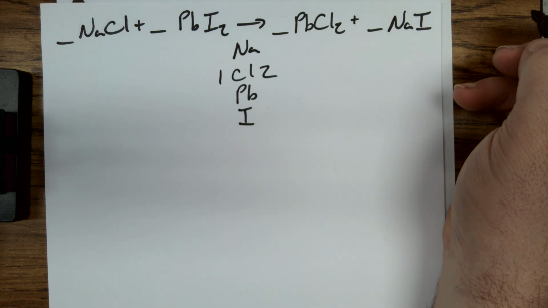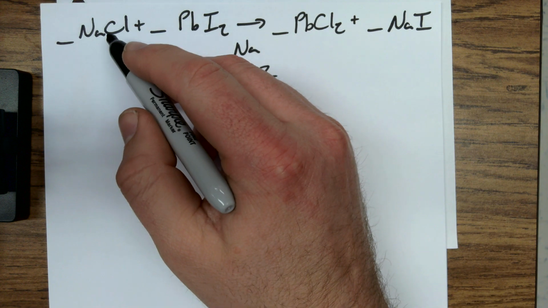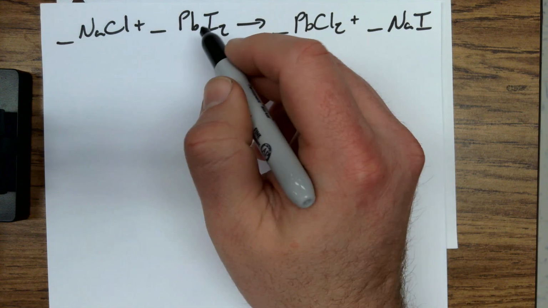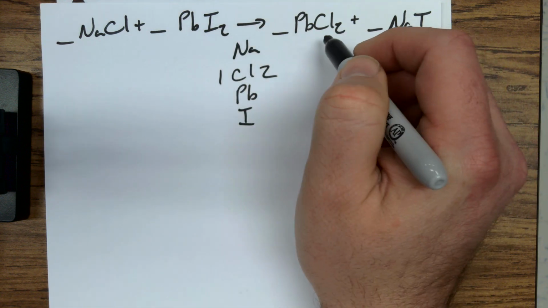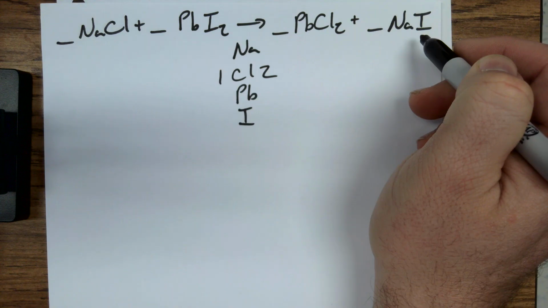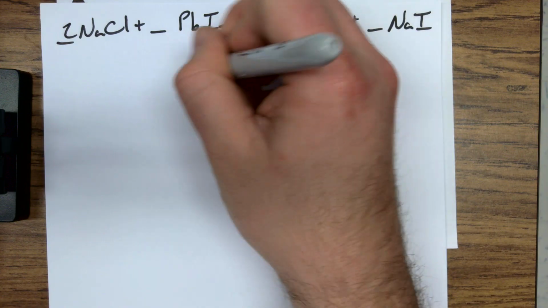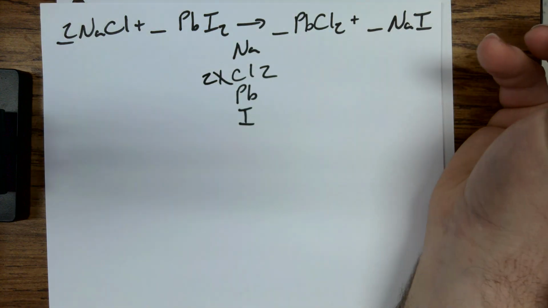Coefficient 2, where am I putting that coefficient 2 at? Am I putting it in front of the sodium, the salt, the lead 2 iodide, the lead 2 chloride, or the sodium iodide? Put it in front of the salt. 2 times 1 chlorine now makes 2 chlorine.